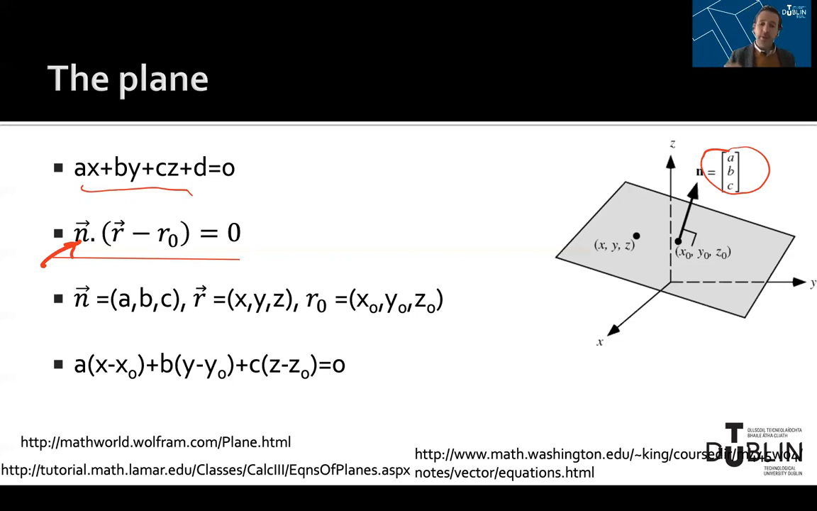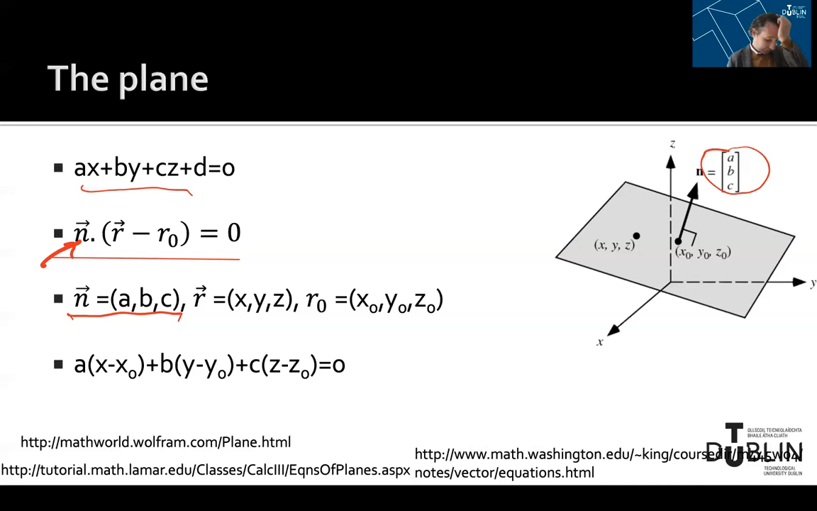So we have to work our way to find those values. So n, it's a bit like our slope, but it's a perpendicular point. Because why is it the rate of change? So our n is a, b, c. a is the slope in the x direction, b is the slope in the y direction, c is the slope in the z direction.